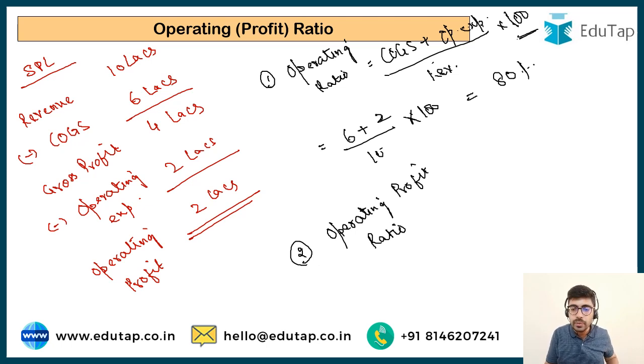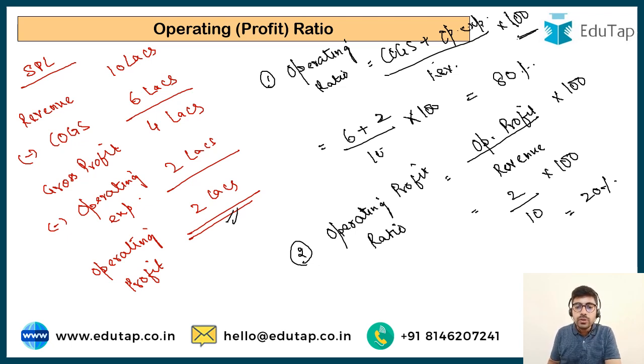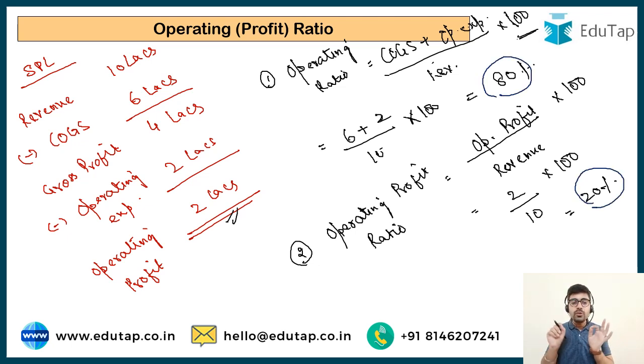The operating ratio is 80%. How much is going to be the operating profit ratio? This is operating profit divided by revenue into 100. Operating profit is going to be how much? We are given 2 lakh. We have computed 2 lakh divided by the revenue 10 lakh into 100. In percentage terms, this comes out to 20%. So a very important conclusion can be drawn out of it. Let's see if you can get it right. 80%, 20%. Can you see a relationship here? Yes, we can definitely see a relationship here.